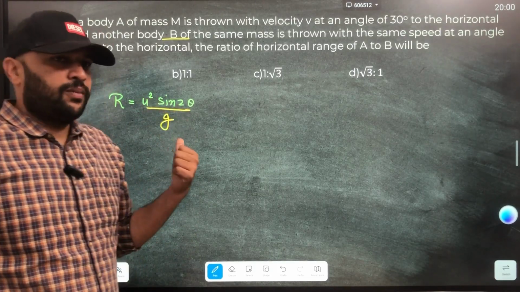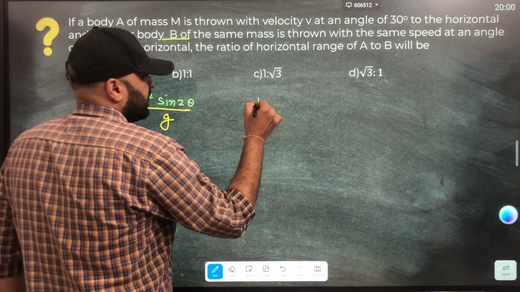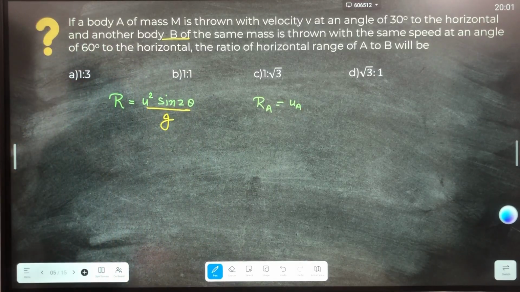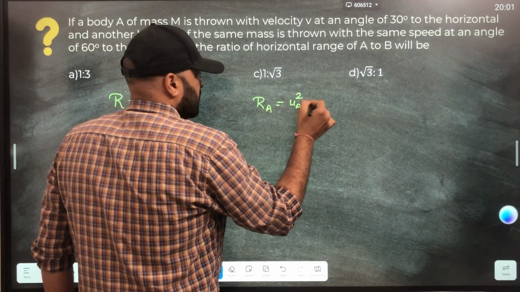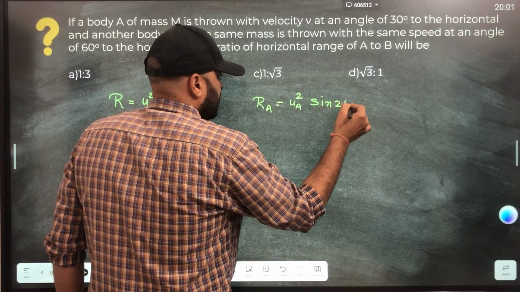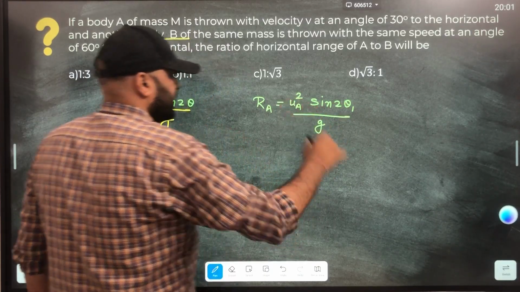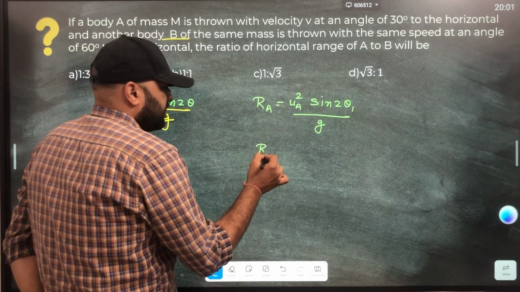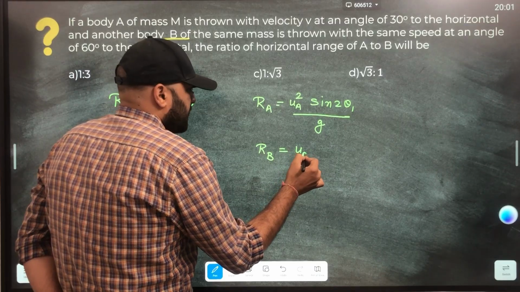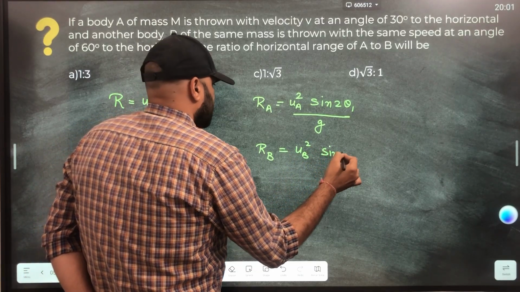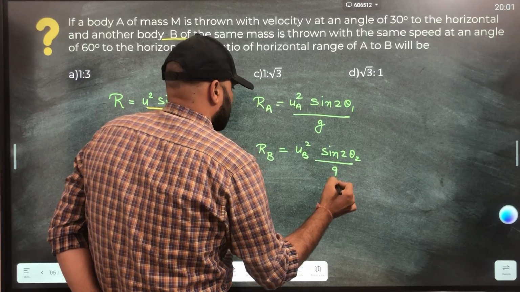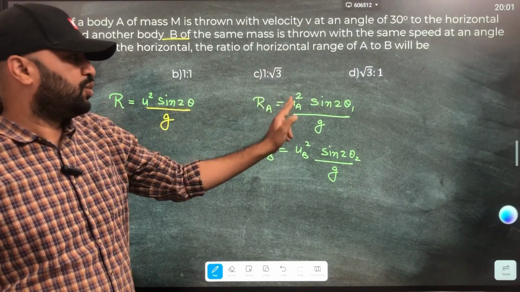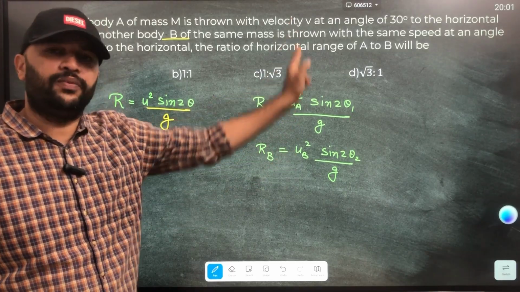Now, if this is the range formula, let's find the range for the first body. That will be RA, that will be UA square, the initial velocity with which the first projectile is thrown, sine 2 theta 1 upon g. The acceleration due to gravity will be the same. Why? Because both are projected from the earth. RB will be equal to UB square sine 2 theta 2 upon g, correct? Now, the question is saying that both are projected with the same velocity v. So, UA is v and UB is also v.